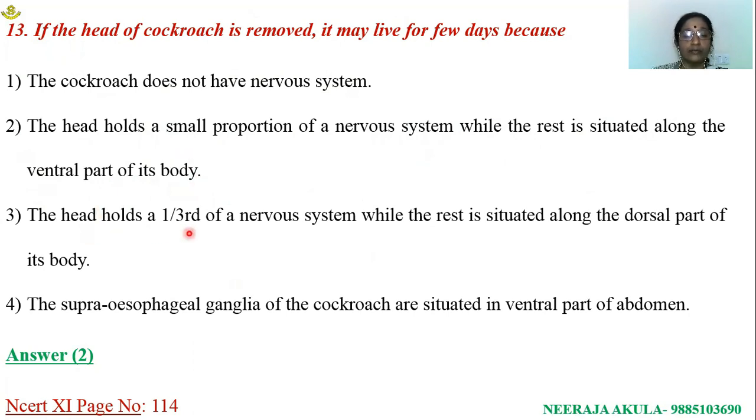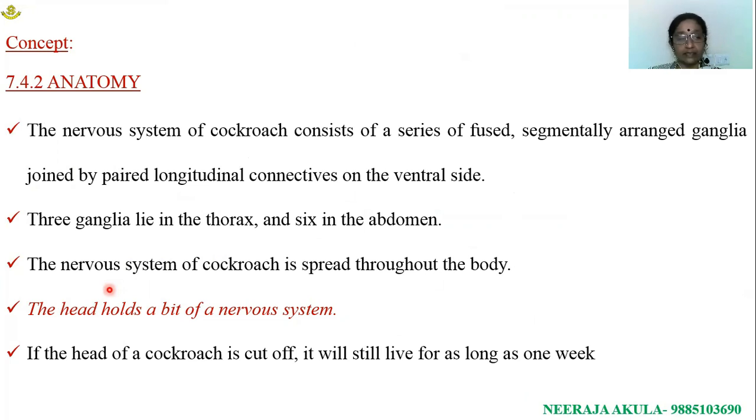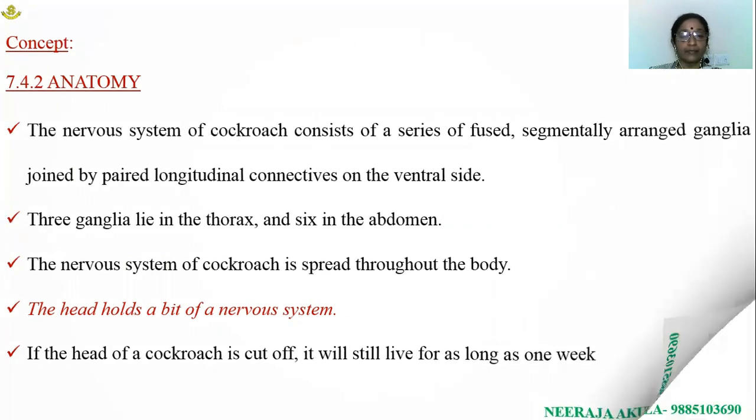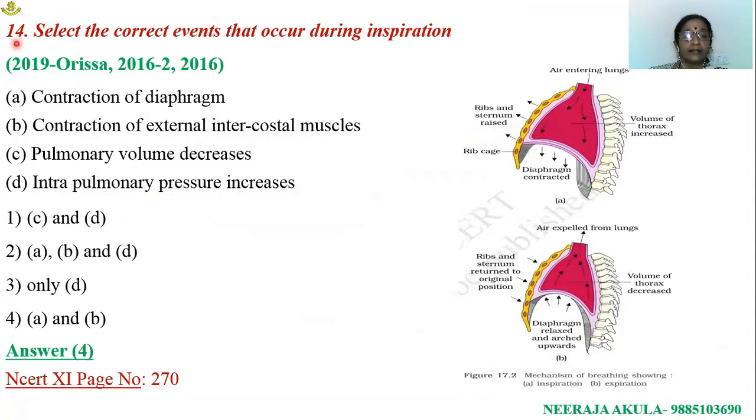Head holds 1/3 of the nervous system while the rest is situated along the dorsal part of its body. It's a wrong statement because it is not located on the dorsal region. It is located on the ventral region. The supraesophageal ganglia of cockroach are situated in the ventral part of abdomen. It's also a wrong statement because it is located in the head region. So this is a concept which I have explained just now.